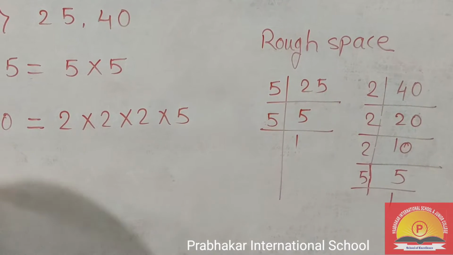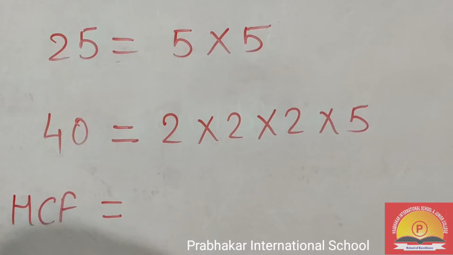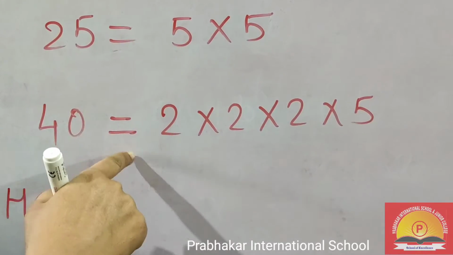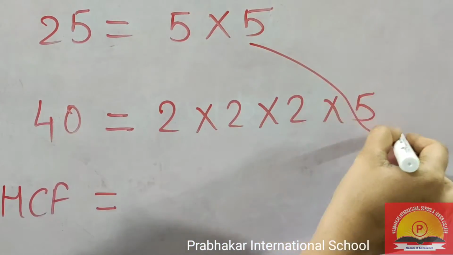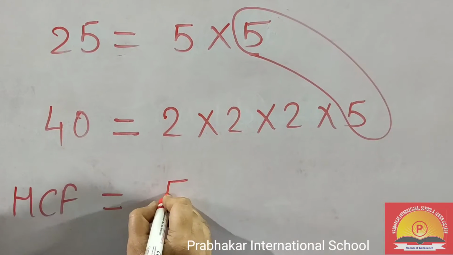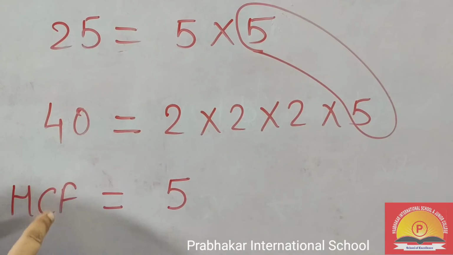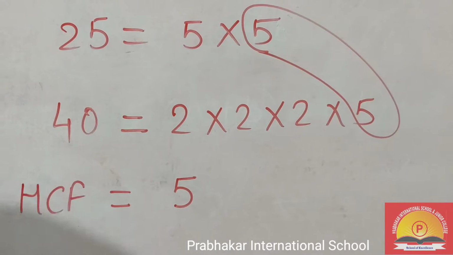Okay. Now when you are finding HCF, what you have to do? You have to find out the common factor of both the numbers. So you can see here, this is the common factor. So write here 5. So you can say that HCF of 25 and 40 is 5.